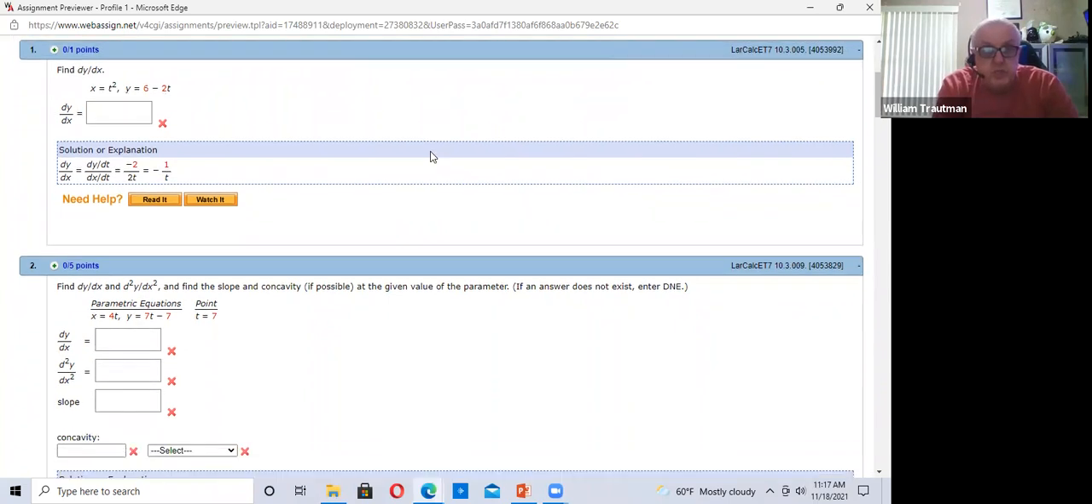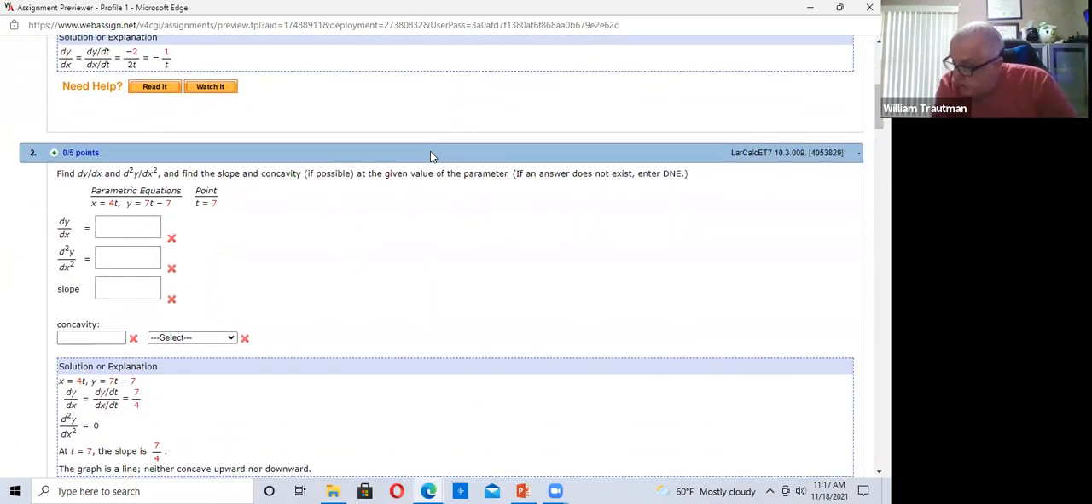Number 2, I'm going to do number 1, number 2. I think I had 2 more on my list I was going to do. Number 1, number 2, 6, and 8. So number 2, find dy dx. So that's what we're going to find first.